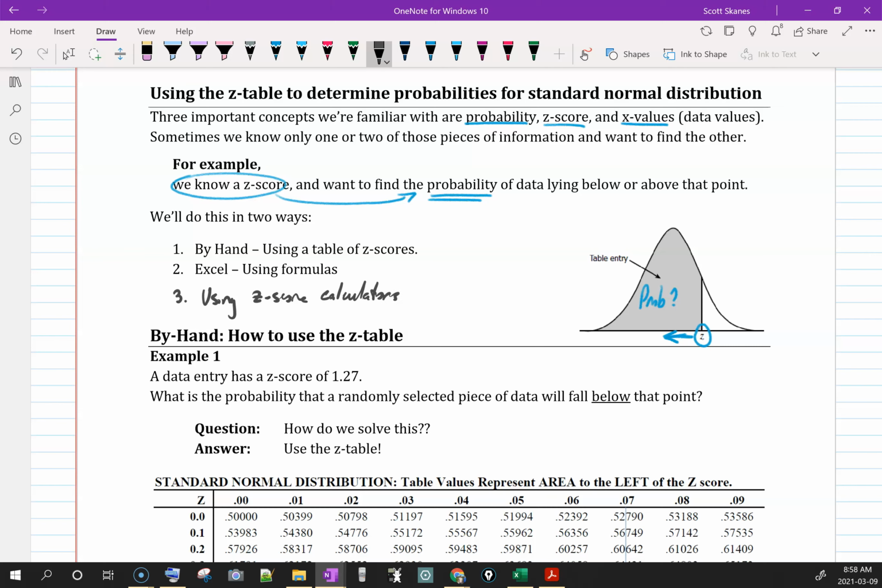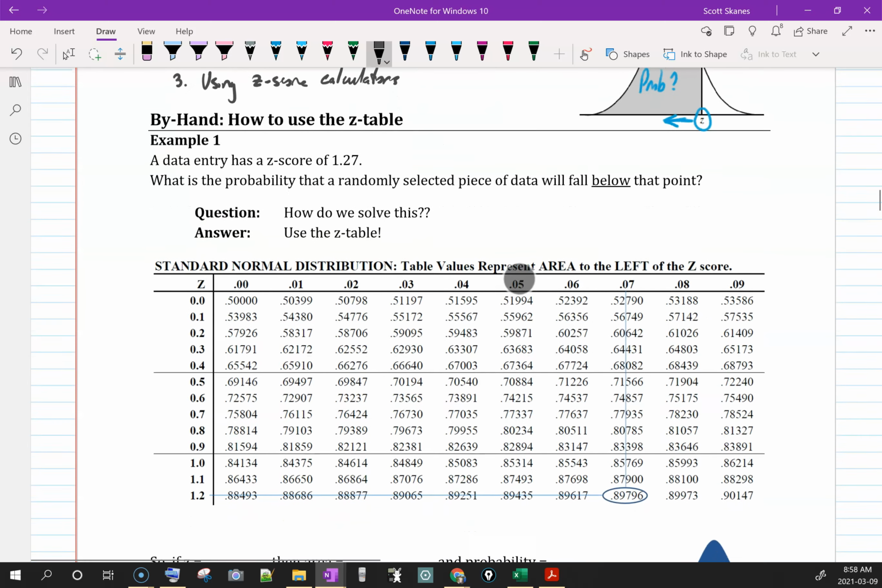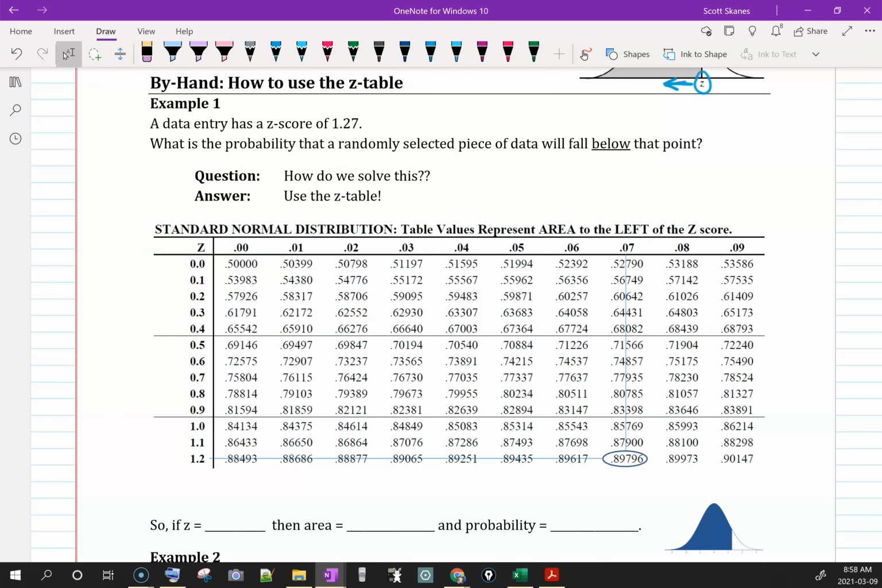Okay, so I'm going to leave it up to you in a lot of cases as to which one you use. You need to be able to use the z-table because if we're to do a test on campus, we might not be able to use computers, right? So in the absence of being able to use a computer or your phone, you need to be able to go to the z-table. But for the purposes of learning it, we can use the calculators. So first things first, by hand, how to use the z-table.